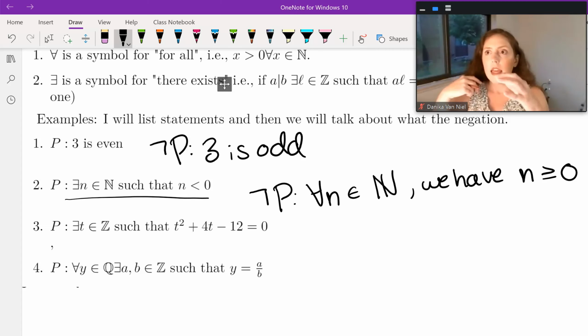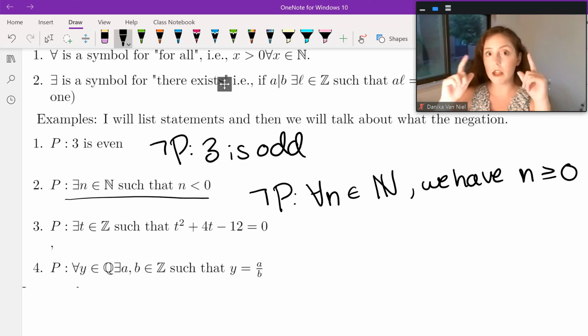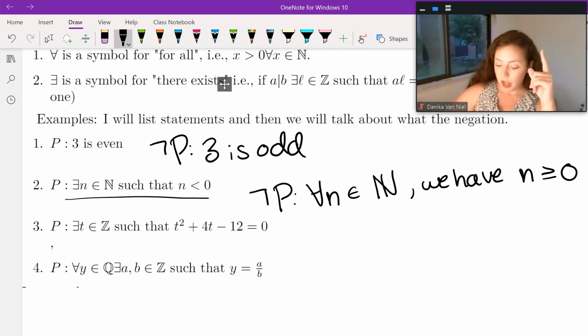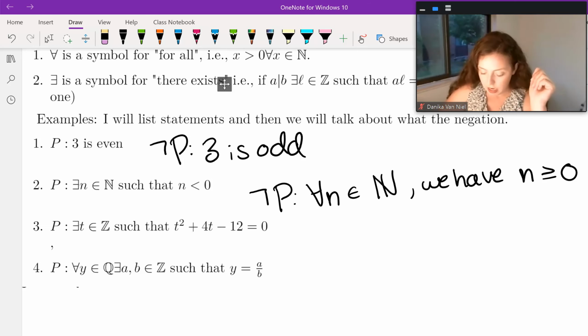So if there does not exist a single element in the natural numbers that's less than 0, then all the elements in the natural numbers is greater than or equal to 0. Okay, so see how that's the negation of it? So this might be a little bit confusing because you might know that this original statement, P, is false. P: there exists a t in the integers such that t squared plus 4t minus 12 equals 0.